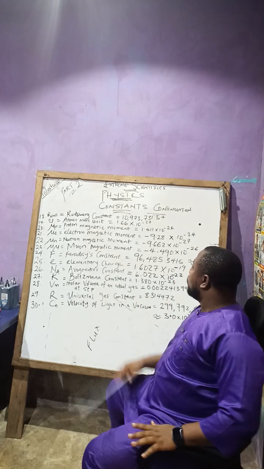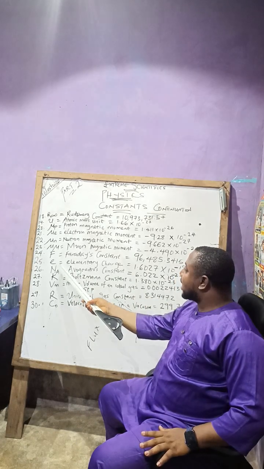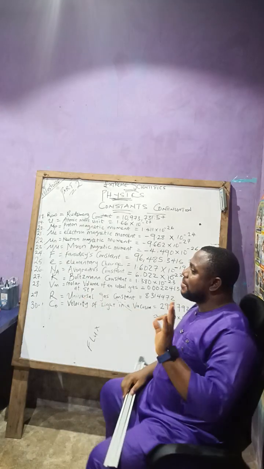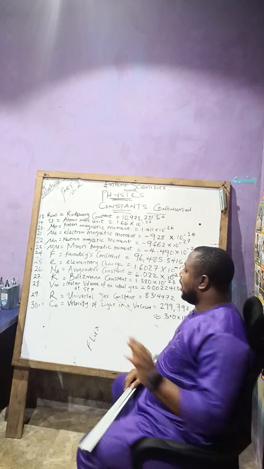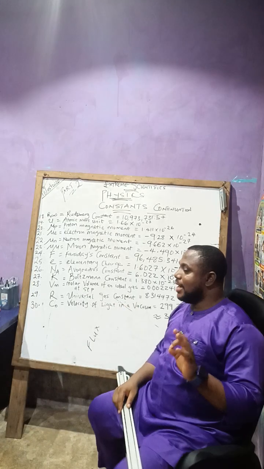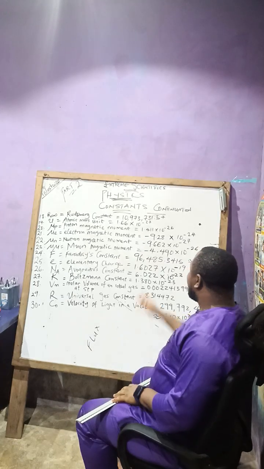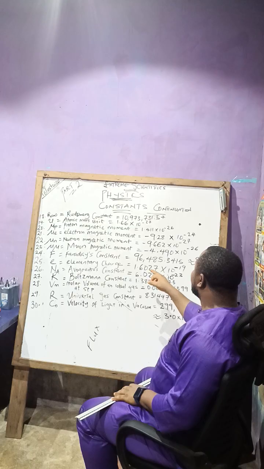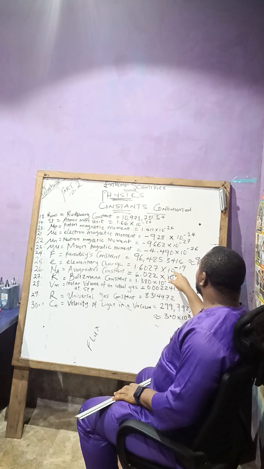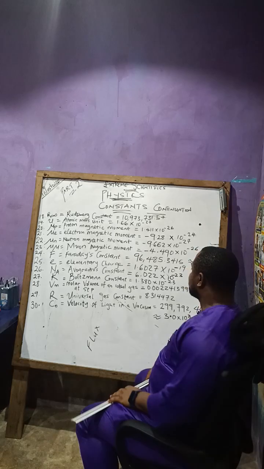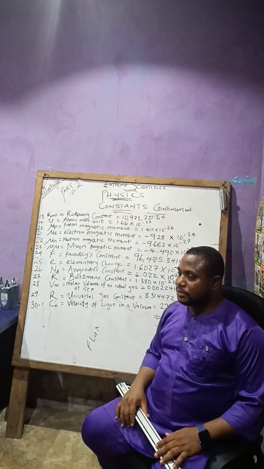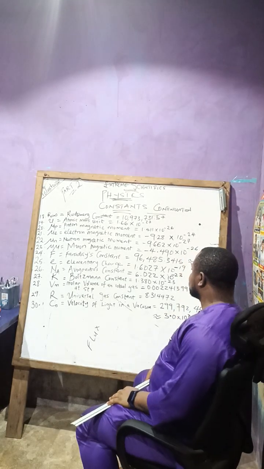The next one, we have lowercase e, elementary charge. Elementary charge is 1.6027 times 10 raised to power minus 19.